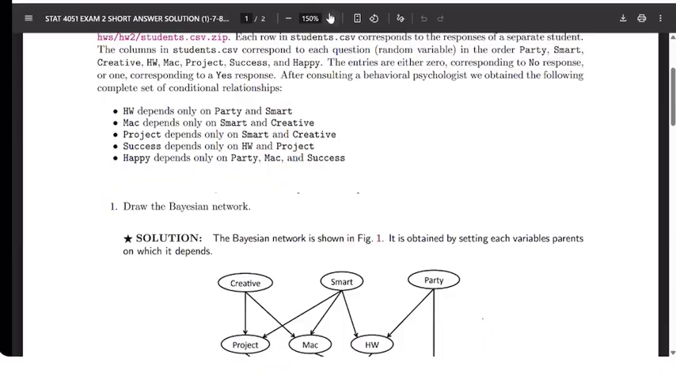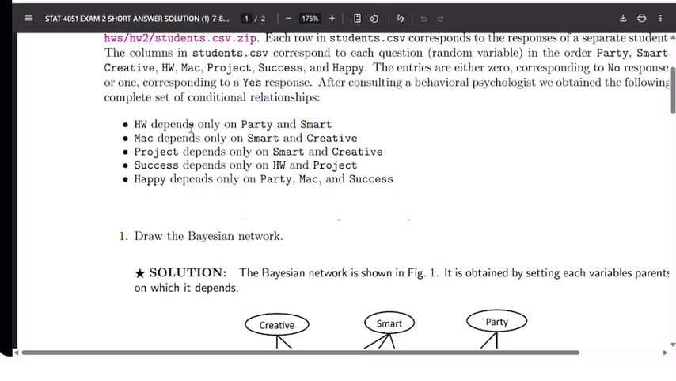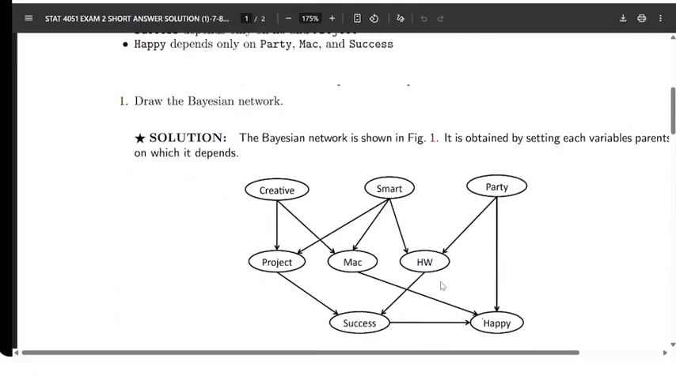And I said homework depends on party and smart. Like if they give you homework in class, to be able to do the homework, it depends on whether you have had a party or you are smart. So if I come to the network, you can see that homework depends on smart and party. Do you understand that? Okay, I first draw that. Does that make sense? Please pay attention. Focus on the board. Focus on the board. I want you to succeed. If you don't understand, ask me questions.